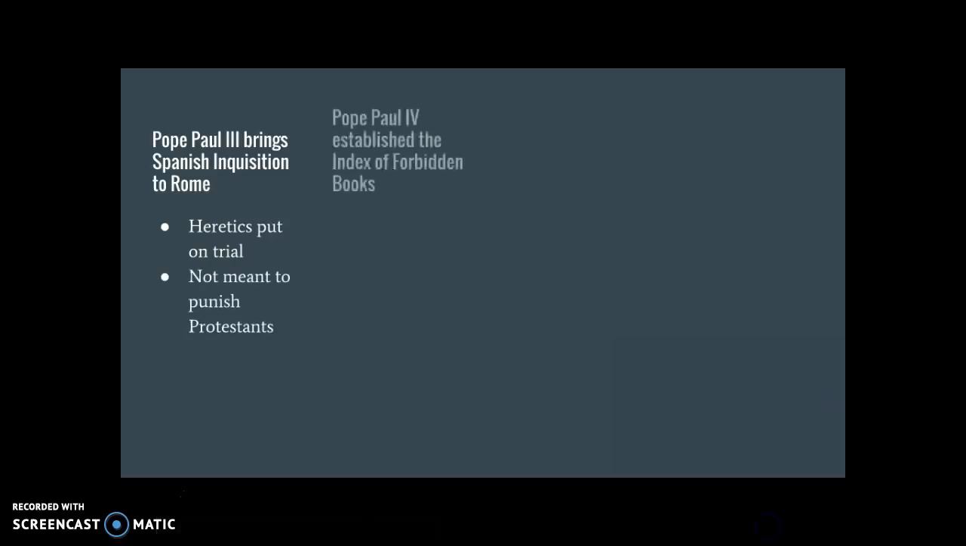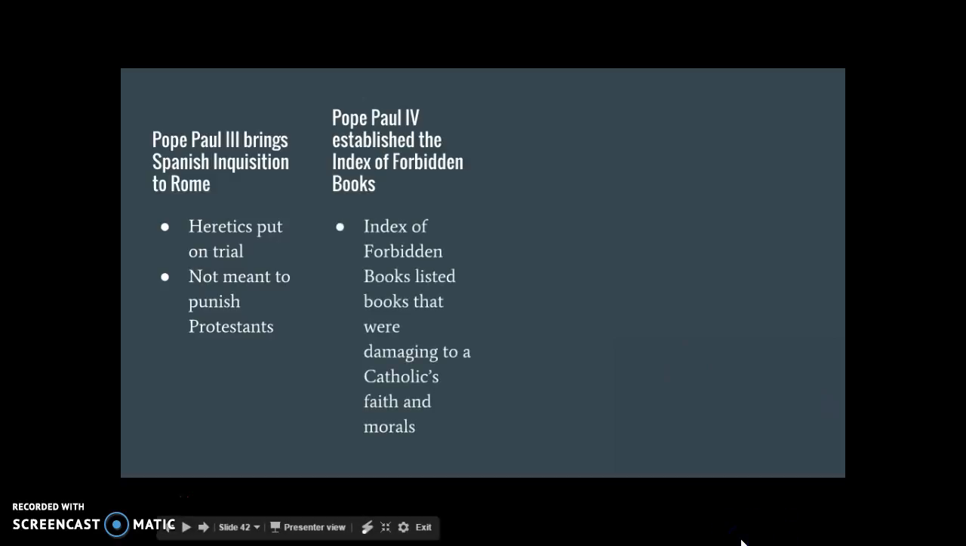I'm not sure what's going on with our slides here, but okay. All right, so he published this list of books that are forbidden because they would damage a Catholic's faith and morals. So can you guess any books, or any writings, that could possibly be on this list? If you immediately said Martin Luther's 95 Theses, you would be absolutely right. Or any of the writings of John Calvin or anybody else that was a religious dissenter at this point in time.